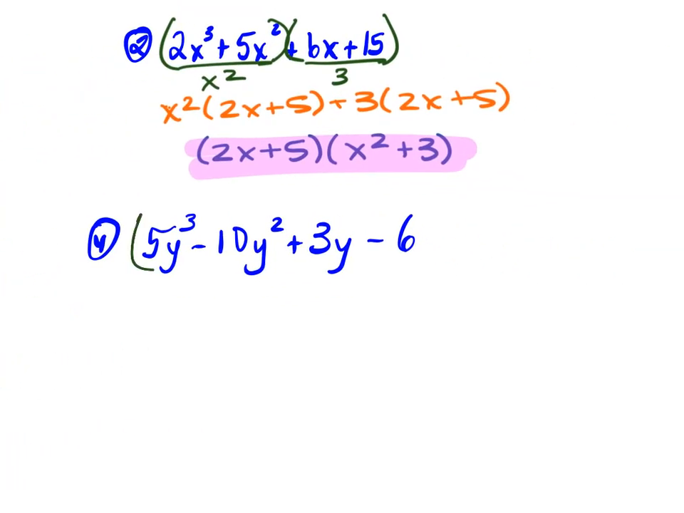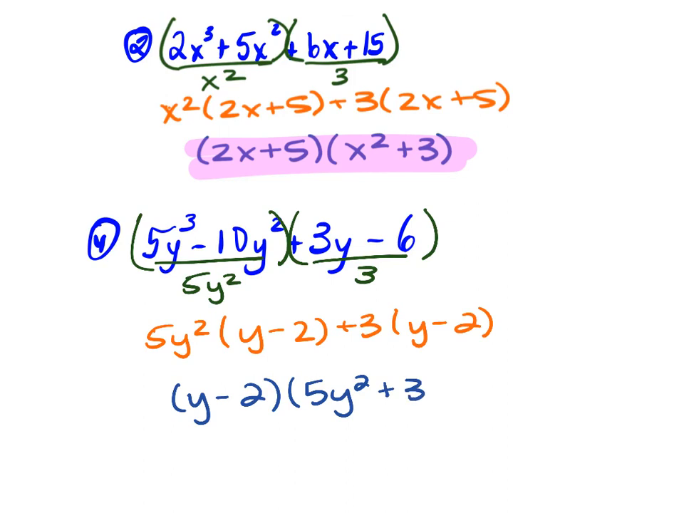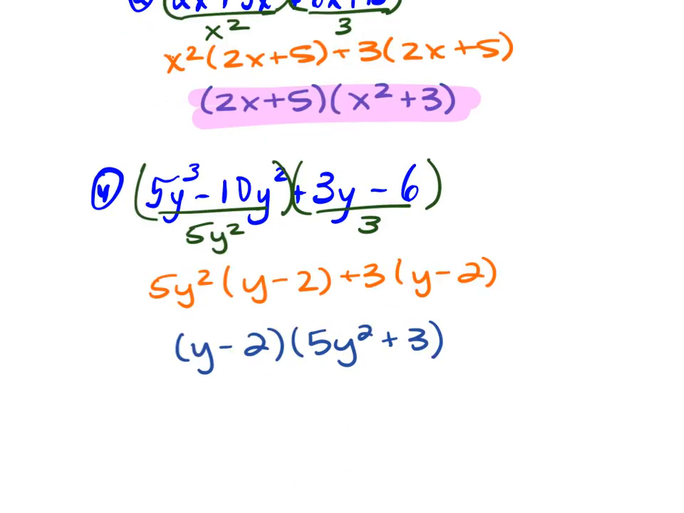For 4, group your first two, group your last two. Pull out a 5y squared from the first set of parentheses and a 3 from the second. We're going to have 5y squared times y minus 2, and that 3 times y minus 2. So we're going to rewrite the y minus 2, make another with the 5y squared plus 3, and then we have our answer.